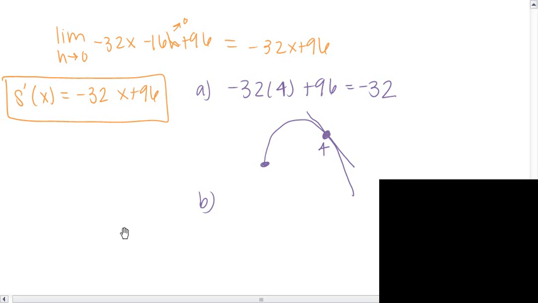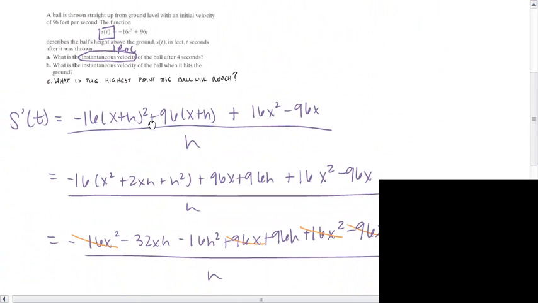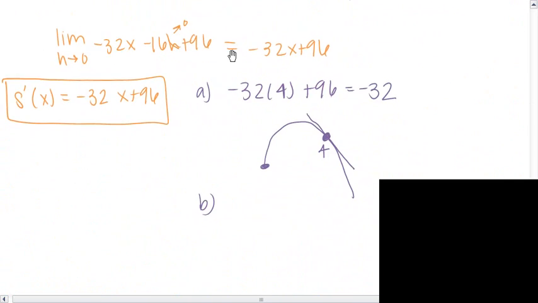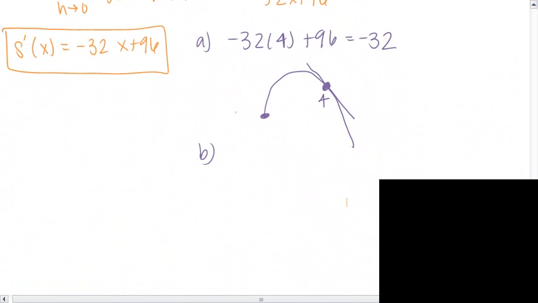For part B, the question asked us when it hits the ground. So I think we would have to think about this in a coordinate plane. What we're interested in is this point on the ground. I don't know right away when this ball hits the ground. You could do that a couple of different ways. You could graph the original function we were given, which was negative 16t squared plus 96t.